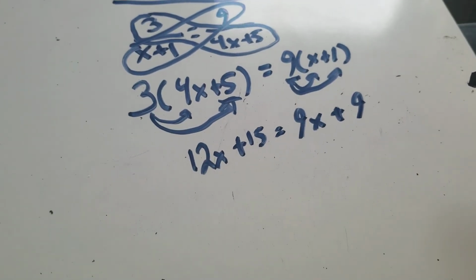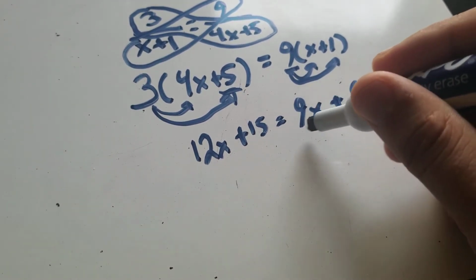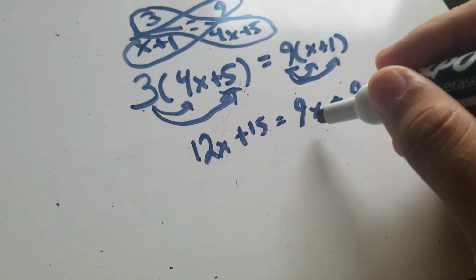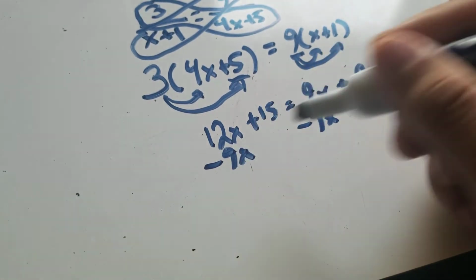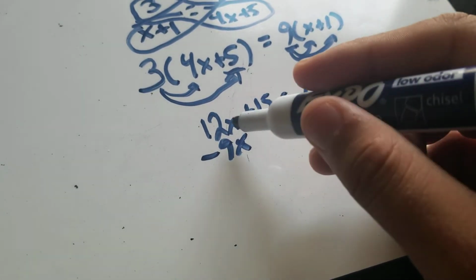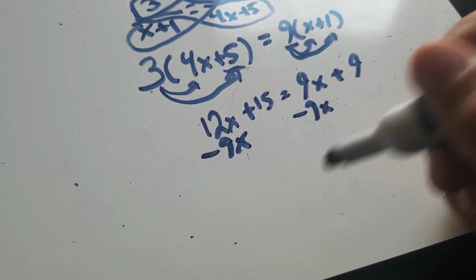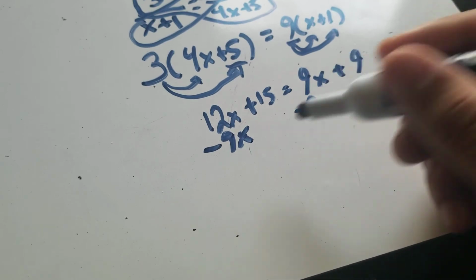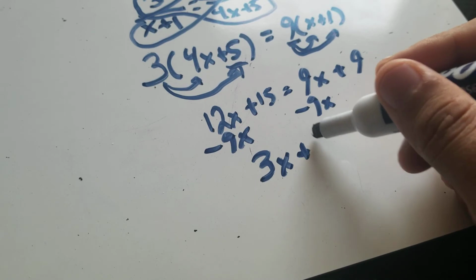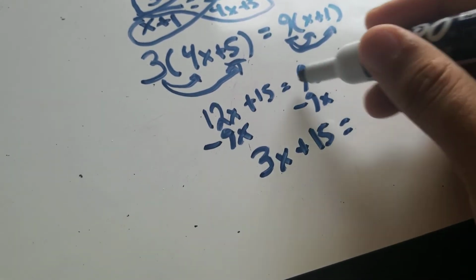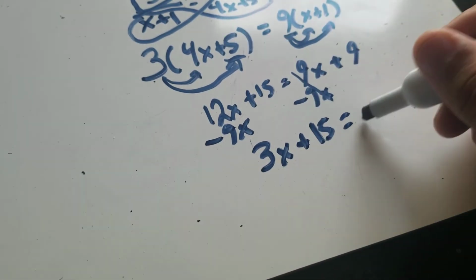Okay, now it's a two-step problem. I always recommend moving the x's first and then moving the whole numbers. So 9x is the smaller x compared to 12x, so I'll move the smaller x. Minus 9x, minus 9x. You might ask why I always move the smallest x. It avoids the coefficient becoming negative. If I move the smaller one, the number in front of x will always be positive, and it usually is a nicer situation. Doesn't mean the answer is going to be positive. So this gets crossed out. 12 minus 9 is 3x plus 15 equals 9.